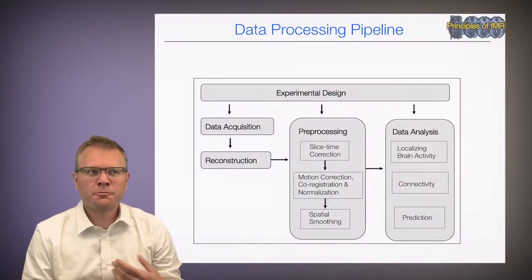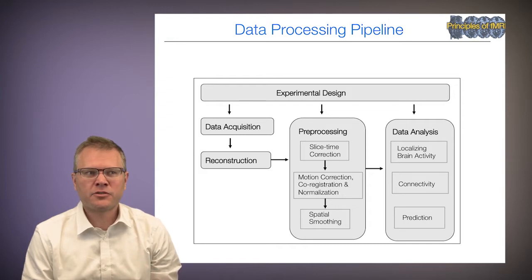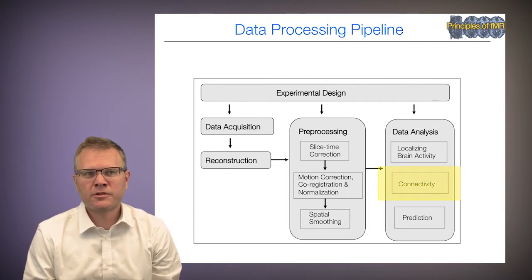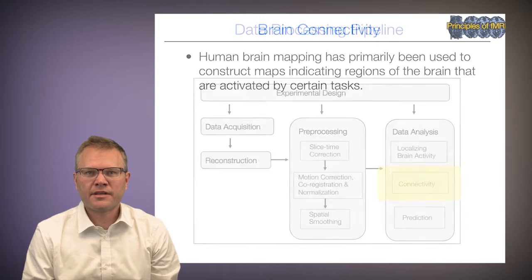Hi, in this module we're going to start talking about a new subject, which is brain connectivity. Previously, in the previous course, we talked about data acquisition and reconstruction and pre-processing. Then we started talking about data analysis, and we talked mostly about brain mapping and localizing brain activation. Now we're going to shift our focus towards assessing brain connectivity.